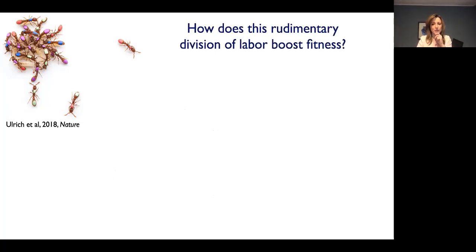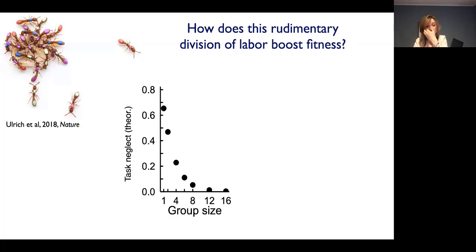But how does this rudimentary division of labor, so this is happening, fine, this is great, this is beautiful, but how does it actually boost fitness? What does it have to do with fitness? So this is also where the mathematical model actually gave us the intuition for what to test experimentally. So Chris was able to see in the experiments that as soon as you start to have 6 or 8 ants, you start to see a much more homeostatic system. The ants were changing a lot less between the tasks that they were doing. And what that translated into was lower and lower task neglect.